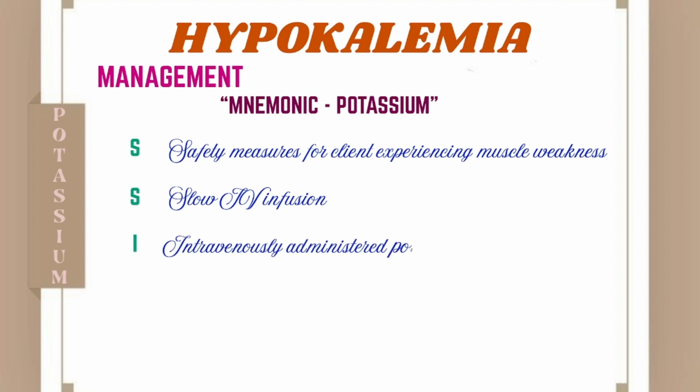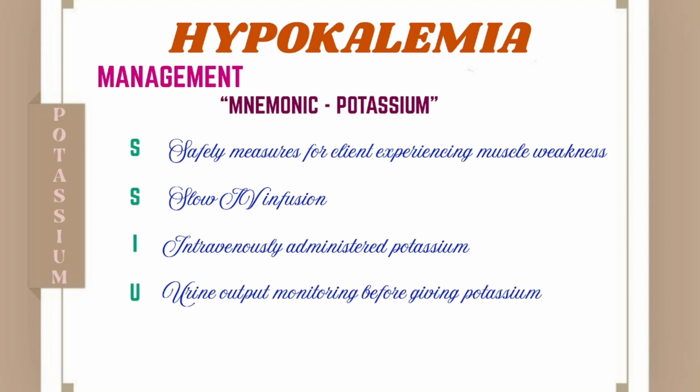I stands for intravenously administered potassium. We can give potassium IV, but in the diluted form. U stands for urine output monitoring. Before giving potassium, we know that potassium is excreted by the kidneys, so we have to ensure that urine output is normal.